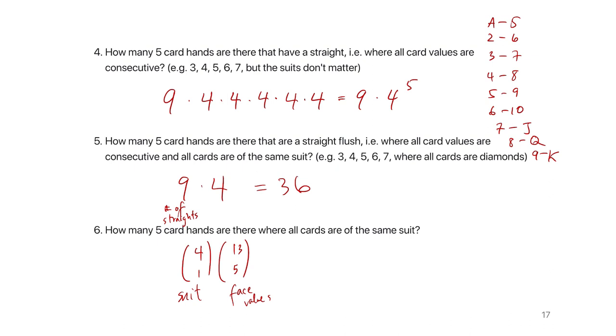Is that okay? So first, we choose the suit. There's 4 possibilities. We choose one of them. And then we choose the face values. It's 13 total. Choose 5. Is this okay? Any questions with this?